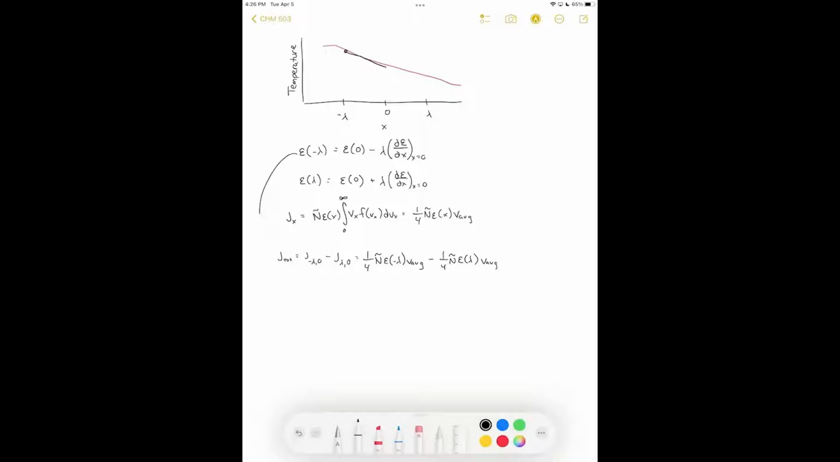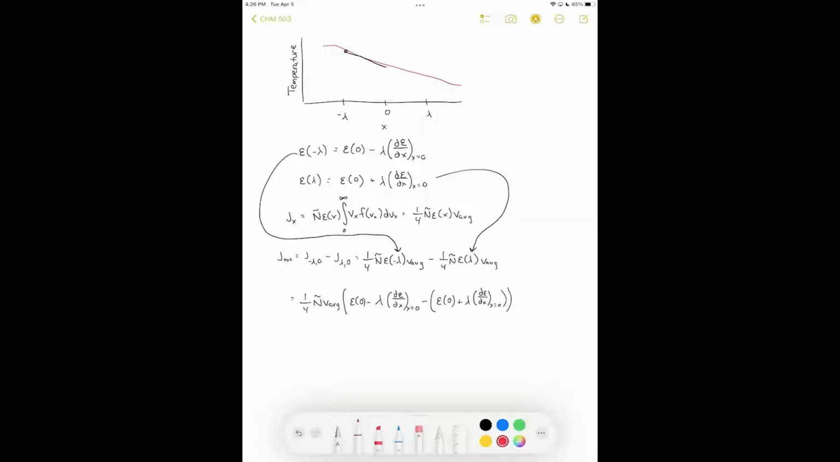We can plug in the definition for the energy at point negative lambda and positive lambda into our equation here. And that will give us 1/4 times the number density times the average velocity. And then our energy at negative lambda is simply the energy at 0 minus lambda times the change in energy with respect to position. And then our energy at positive lambda is our energy at point 0 plus lambda times the change in energy with respect to position.